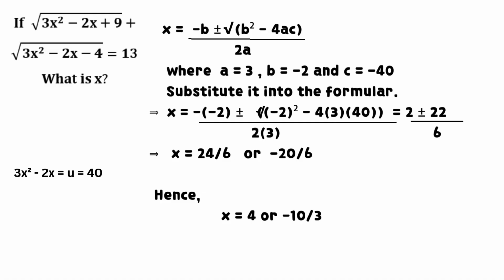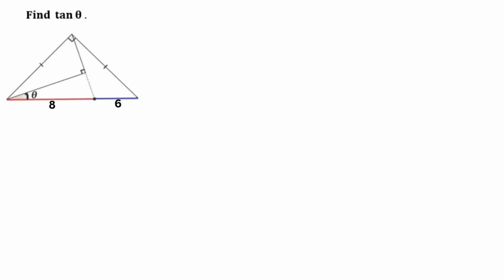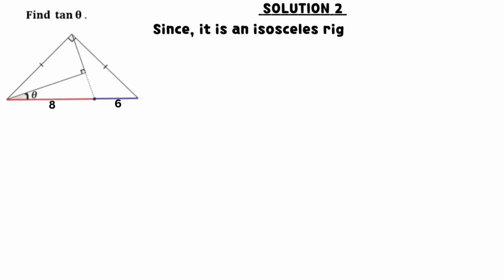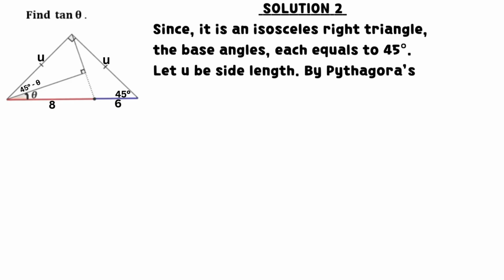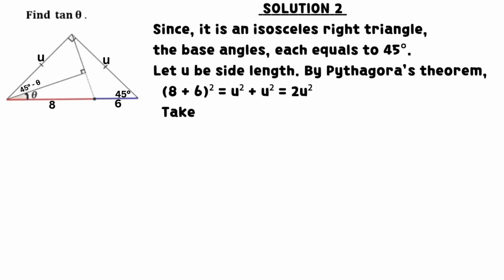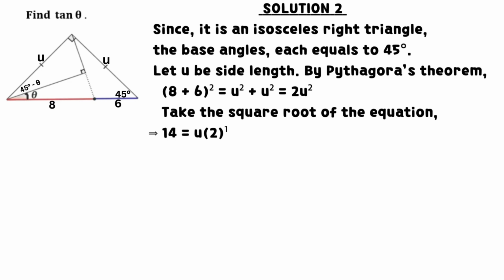Solution 2. Since the figure is an isosceles right triangle, its base angles each equal 45 degrees. Let u be the side length. By Pythagoras' theorem, the square of the sum of 8 and 6 equals the sum of u squared and u squared, which equals 2 times u squared. Take the square root of the equation. It implies that 14 equals u times the square root of 2. Solve for u. We have that u equals 7 times the square root of 2, as shown on the screen.